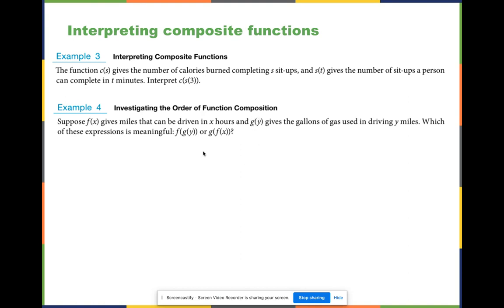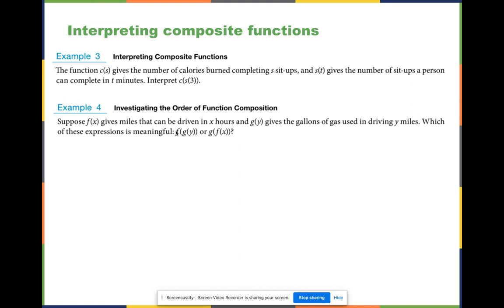So which of these expressions is meaningful? F of g of y or g of f of x? Maybe pause for a minute and think, which of those is meaningful? Okay, you're back. So let's think about this. In this case, our input would be the number of miles, and our output is the gallons of gas.